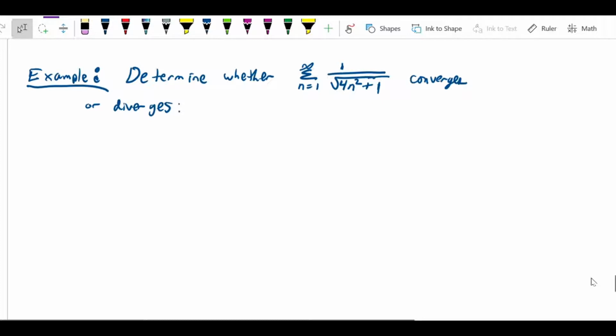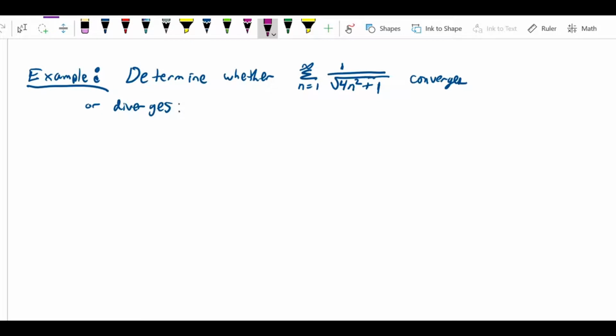So let's do a limit comparison test type of problem. Let's determine whether the sum from n equals 1 to infinity of 1 over the square root of 4n squared plus 1 converges or diverges. The first part of any of these problems is developing the intuition about what the answer is. In other words, you want to look at the problem and say, okay, I figured out what the answer is and how I'm going to prove it. That's not a complete answer. You have to then use the limit comparison test to prove it.